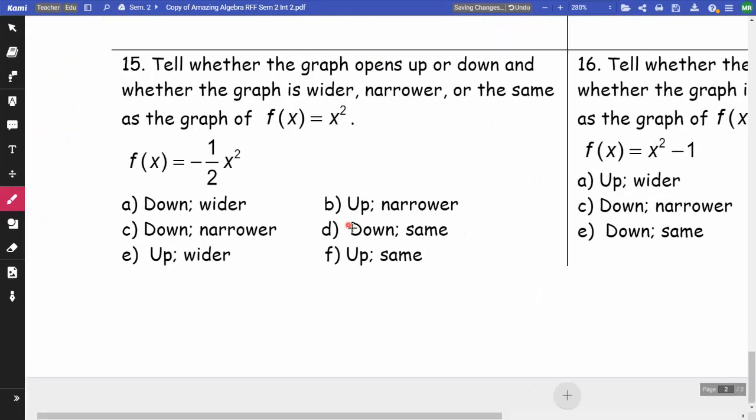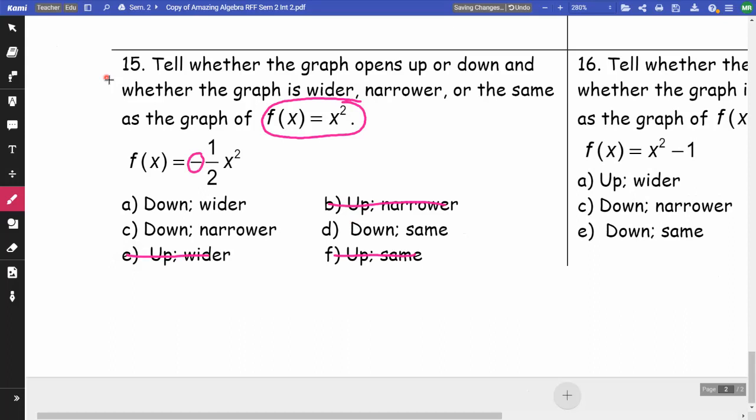On number 15, tell whether the graph opens up or down, whether the graph is wider, narrower, or the same as the graph of f of x equals x squared. So the negative is going to make it open down. So that's gone, that's gone, that's gone. The 1/2 is going to make it wider because everything's half as high. So it's going to make it fatter.